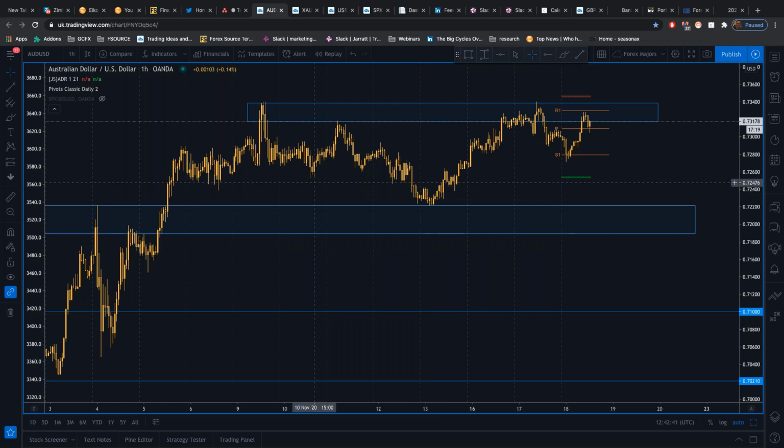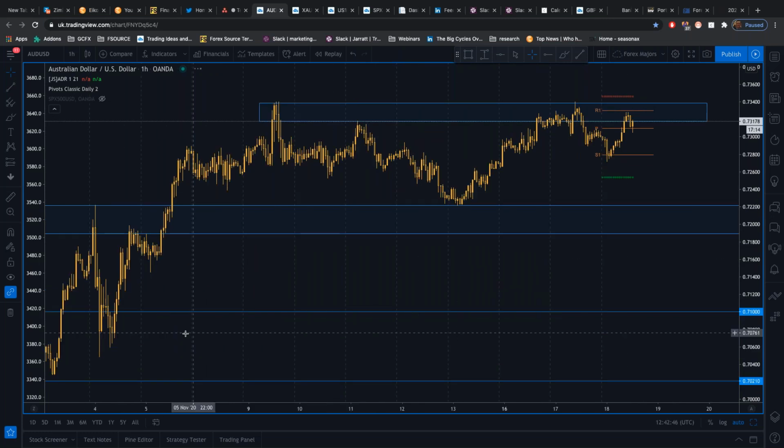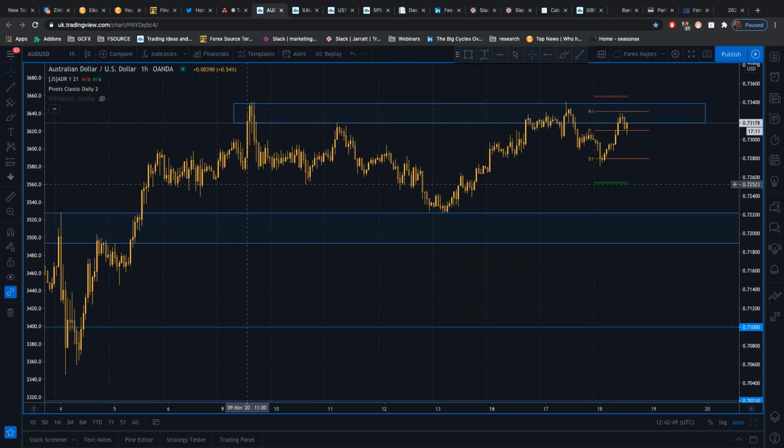The Australian dollar is a pro-cyclical currency. So if you notice, since the 9th of November, when we had that very good vaccine news, that's been supportive for stocks and is supportive for pro-cyclical currencies like the Aussie US dollar and alongside the New Zealand dollar. So we do have a bias to this pair.